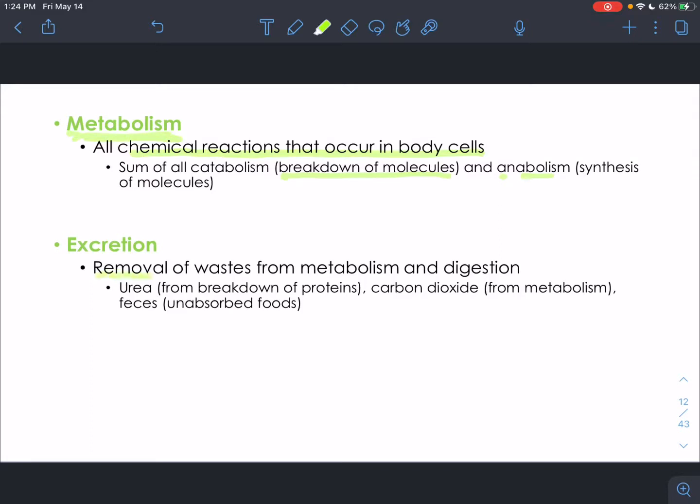Excretion is the removal of wastes from both metabolism and digestion. The easiest thing to think about for excretion is that after we eat, there's going to be unabsorbed food that our body doesn't need, and it has to go somewhere, right? So we excrete that through our feces, your poop. You have urea excreted in your urine, carbon dioxide excreted in your breath from your lungs, right? So we need to be able to get rid of stuff our body doesn't need.